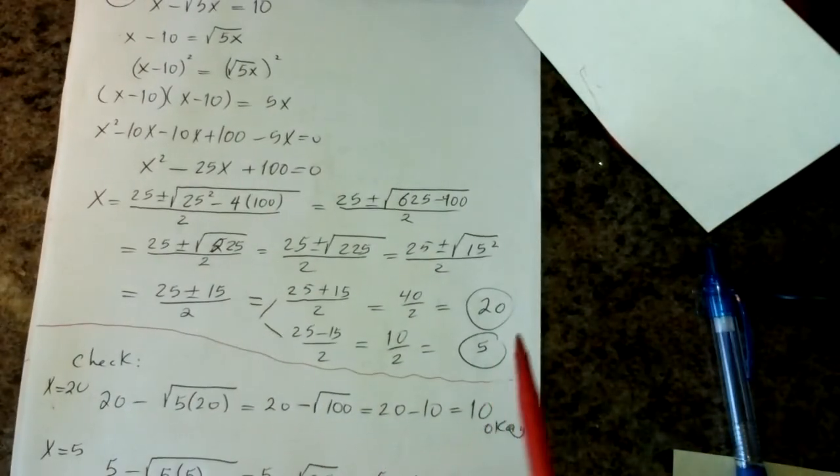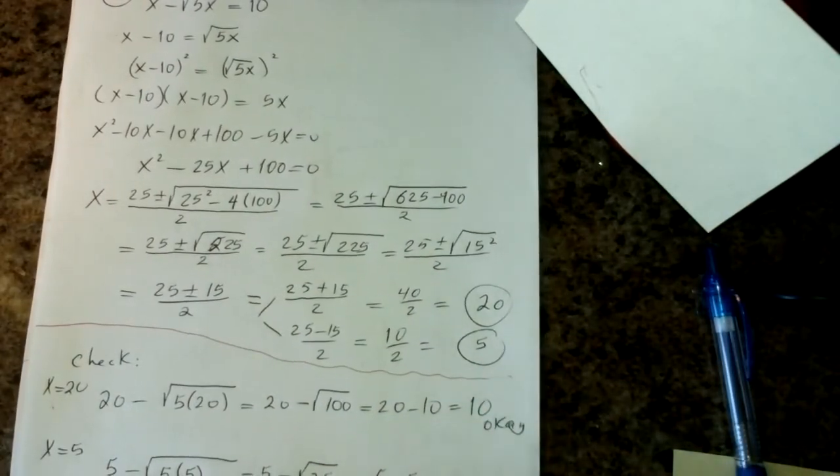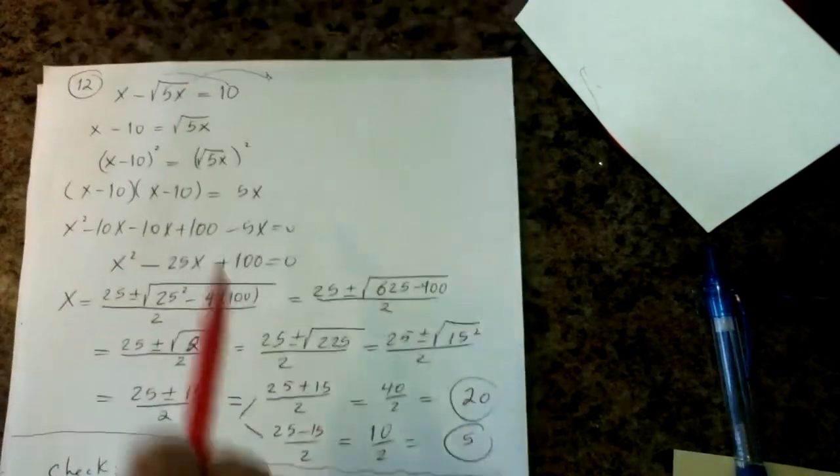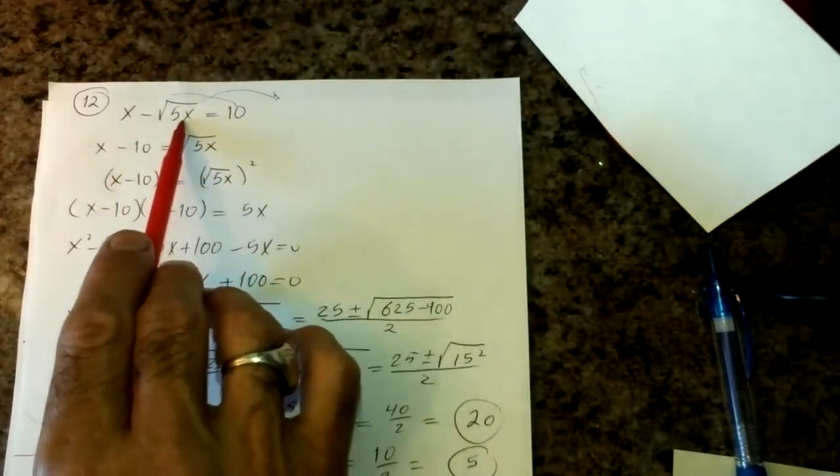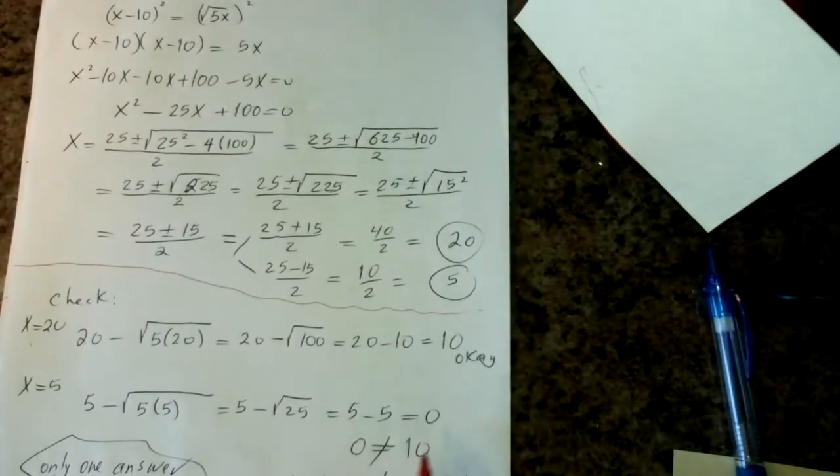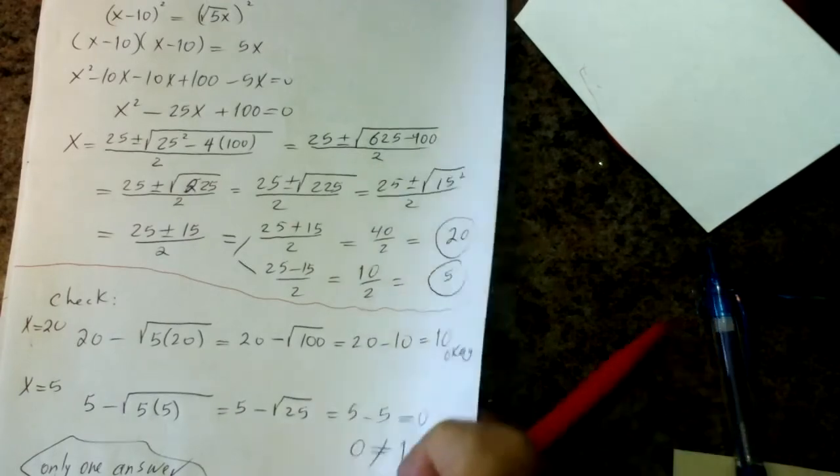Okay. But when I try 5, I end up with 0. But I need to have 10 on it. When you put a number for x, you need to have 10. But here I don't have 10. I come up with 0. So that answer 5 is not a solution. Okay? So there is only one answer to this.